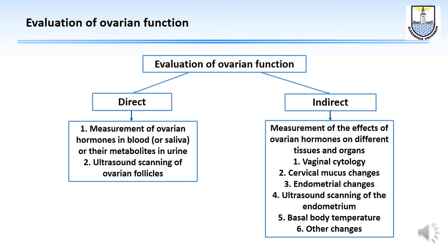The other methods of evaluation are the indirect methods. So we measure the effects of the ovarian hormones on different organs or target organs or tissues. For example, vaginal cytology, cervical mucus changes, endometrial changes, ultrasound scanning of the endometrium, not of the follicles but of the endometrium, and measuring the basal body temperature, and there are other changes also.